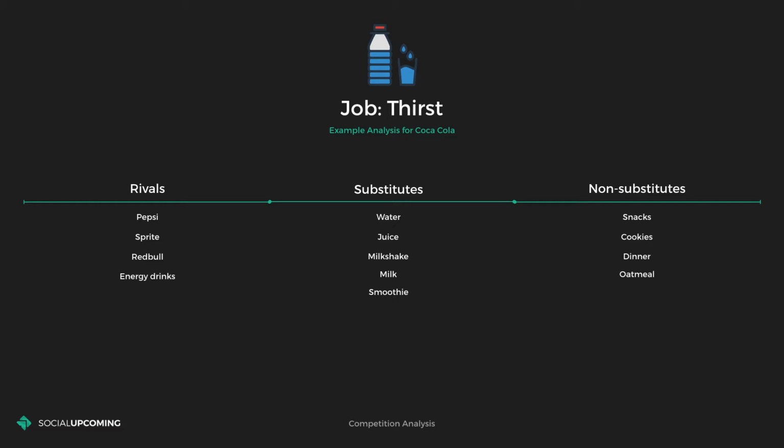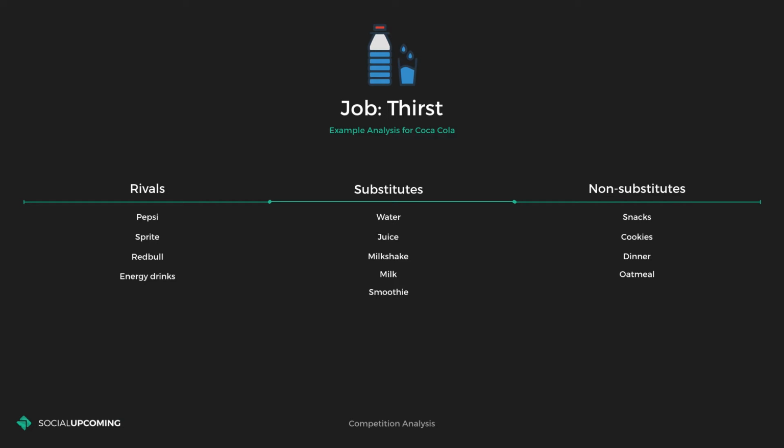Then on the far right side you have non-substitutes, because thirst can be solved in various ways. Thirst can be solved through water, or through eating. So then you would have snacks, cookies, dinner, and oatmeal that all perform, or all of those alternatives make you full. And when you get full, you're not necessarily as thirsty as you were prior to eating.